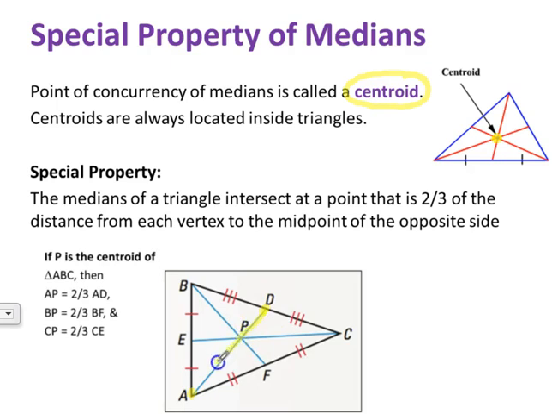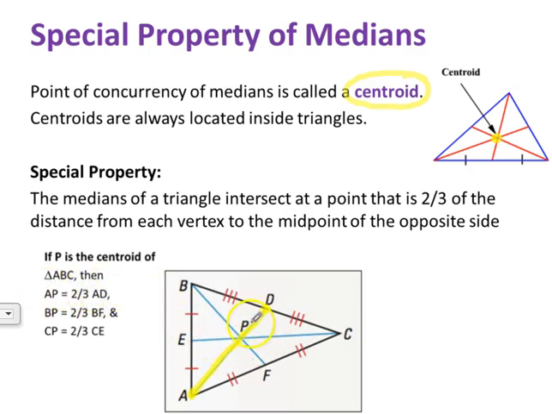So when we look at a centroid, or I'm sorry, just one of our medians, you notice that there's a point of concurrency at the centroid, and there's always going to be a longer side and a shorter side when we look at our median and that centroid point. There's a pattern that occurs between that longer side and that shorter side.